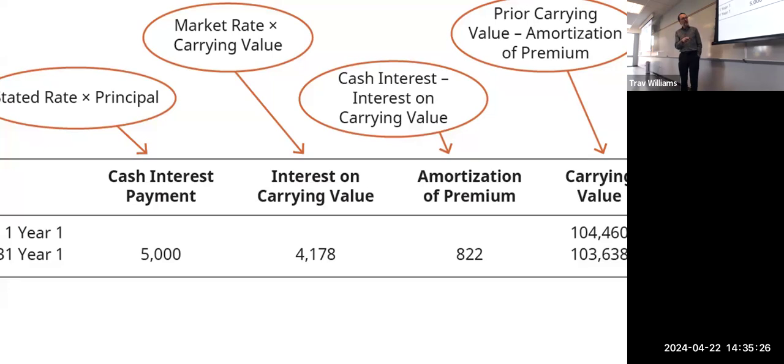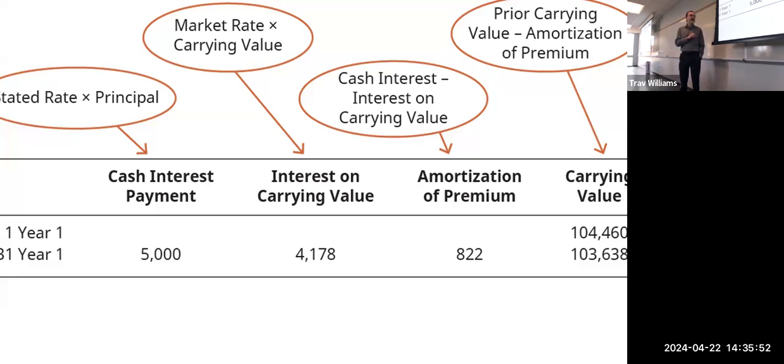Now for the actual interest payment, it's the face value times the stated interest rate. Nice and simple. In this case, the face value of the bonds was 100,000. The stated interest rate was 5%. So we're paying out $5,000 a year in interest. That part's not really hard.